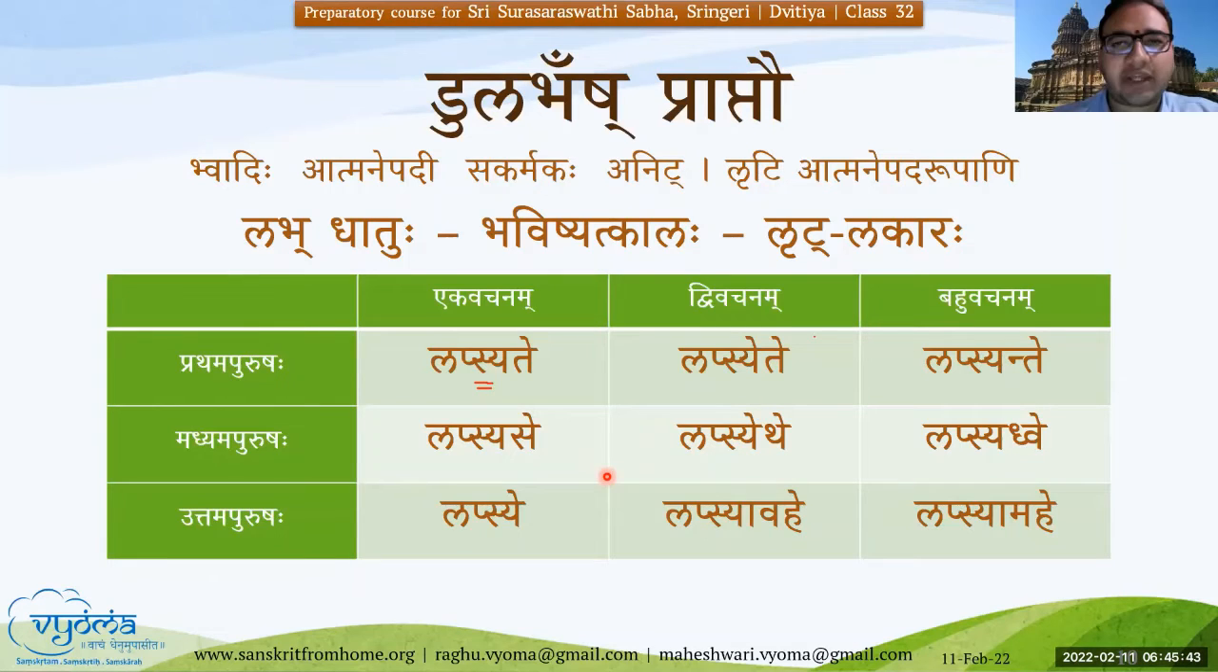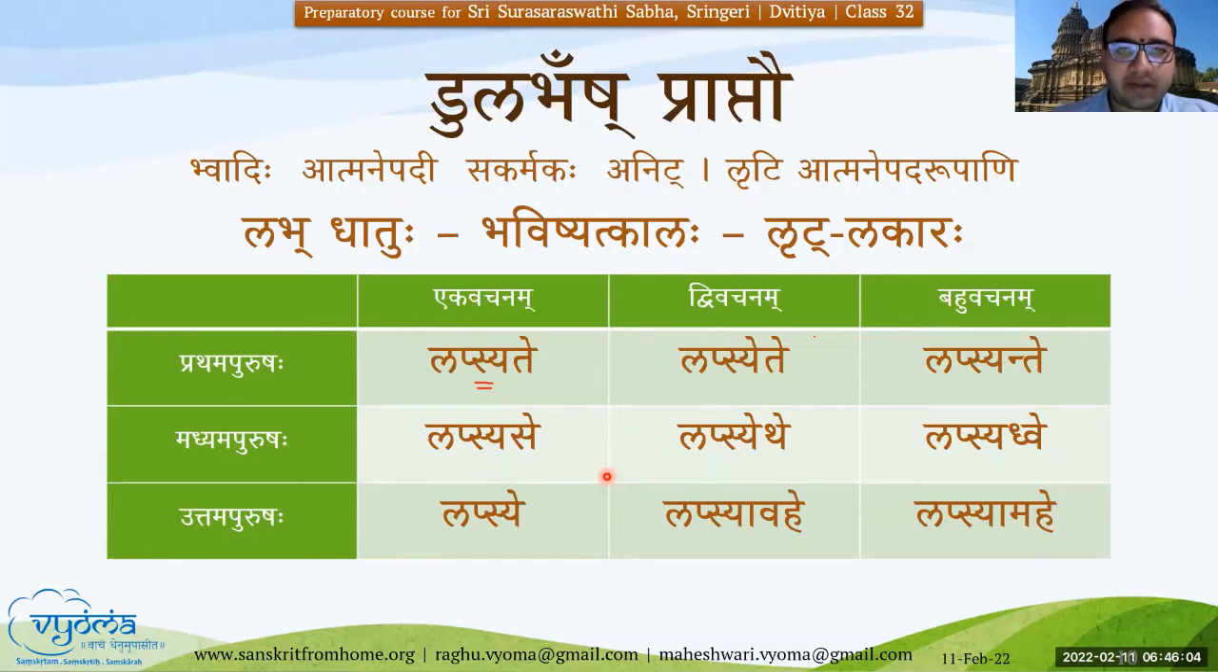So this is to obtain. Okay, we shall obtain, something like that. That is the meaning of this. You can also remember the sentence from the lesson Balako Dhruvaha as well, where he says Aham piturankam lapsye. I shall obtain my father's lap. So that is what he would say in that sentence.